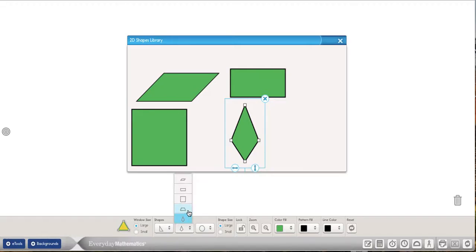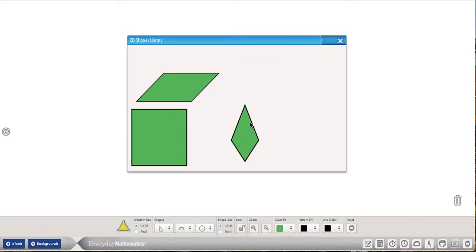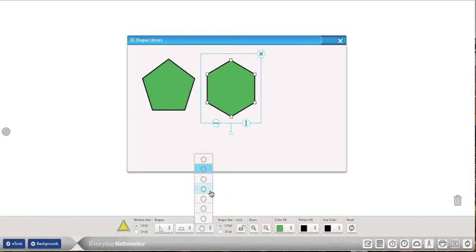We've talked about trapezoids, where we have to have at least one set of parallel sides. These sides do not have to be even. Remember, as long as we have one set of parallel sides, it's a trapezoid. We've also looked at some other shapes that are not quadrilaterals, that have more than four sides and even more than three sides. We've looked at pentagons, which have five sides, hexagons, which have six. We've looked at octagons and all the way up to decagons.